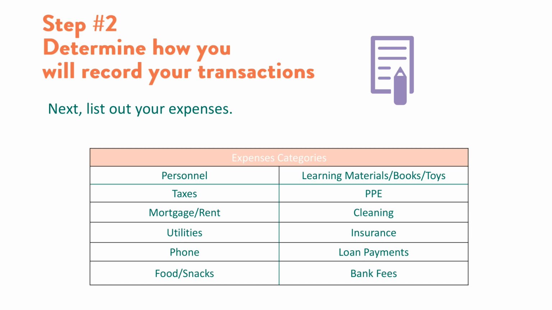Next, list your expenses. This may include items like payroll, cleaning, rent, repairs, supplies, and other categories that match your business. Try to limit the number of categories. You don't need to detail every category that might occur. Focus on the categories you have right now. You can always add more later.